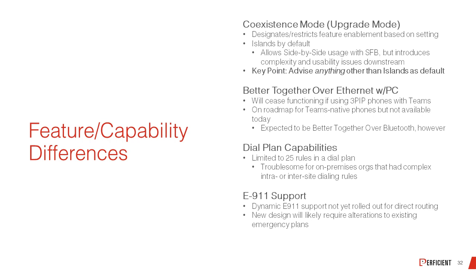One of the features that I definitely appreciated with Skype for Business was a technology called Better Together over Ethernet. It was a way to make the Skype for Business client on your desktop control an IP phone that may sit on your desk. So if you click to call somebody, the phone goes off hook. If you want to mute or put a call on hold, you can do so.